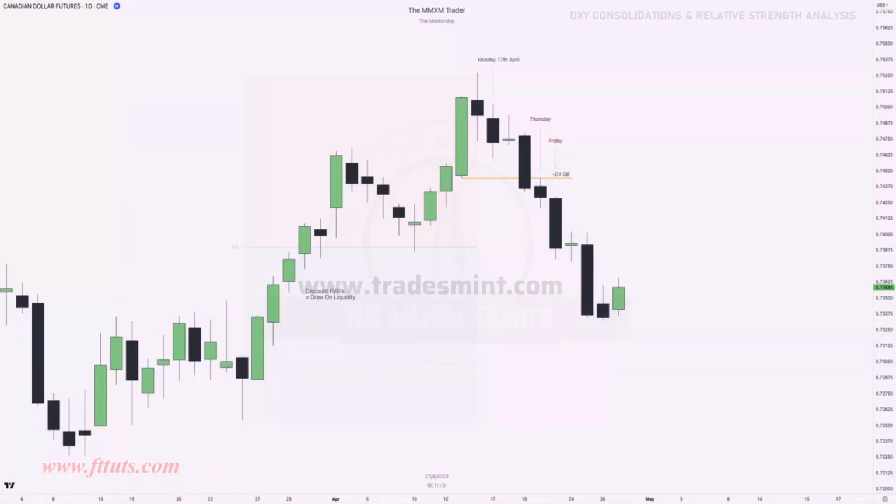So over here we got a Canadian dollar futures chart. Over here starts that consolidation on DXY, and we're going to focus on that Thursday and Friday price action. We are in premium of the range. We are forming a daily bearish order block over here, and we can see Thursday and Friday is reacting off that bearish order block, and we're continuing down into discount, which is the draw on liquidity.